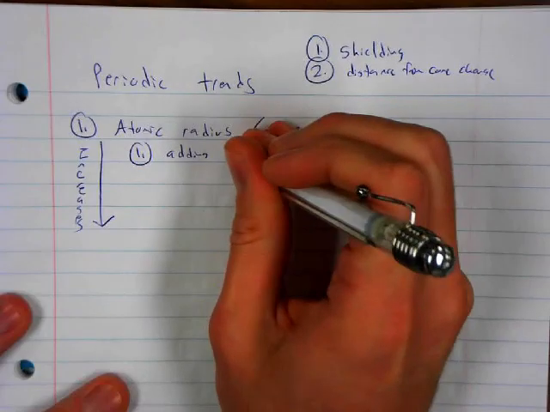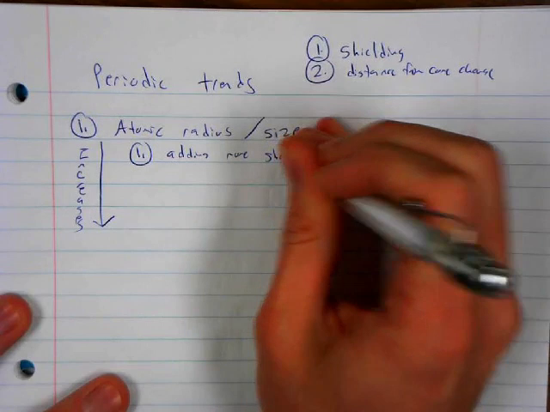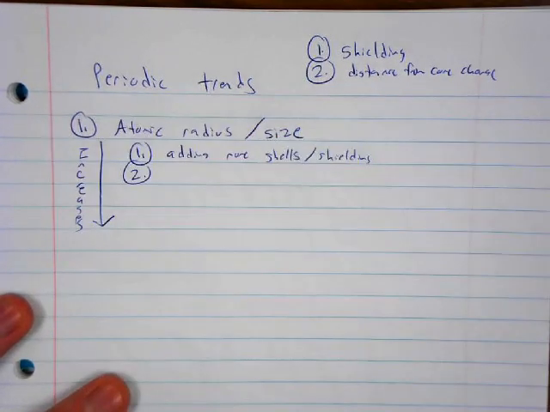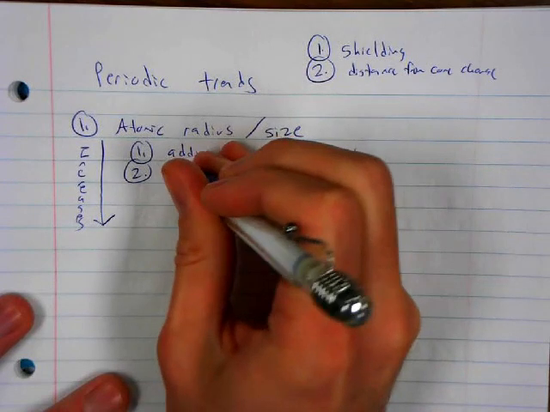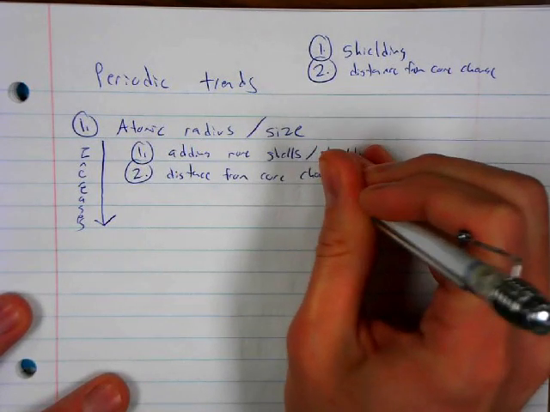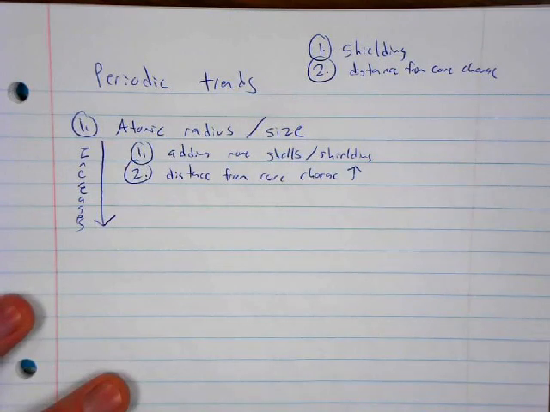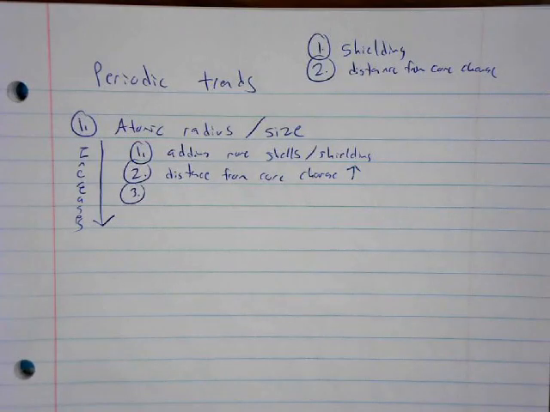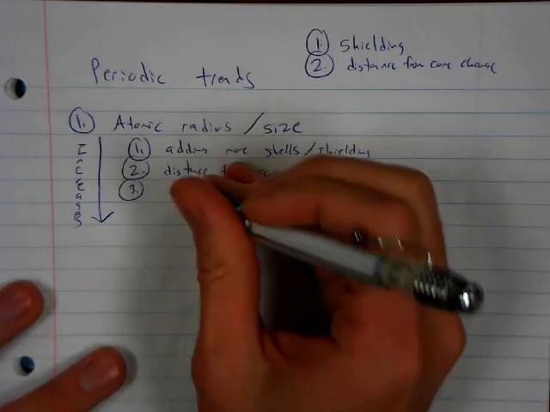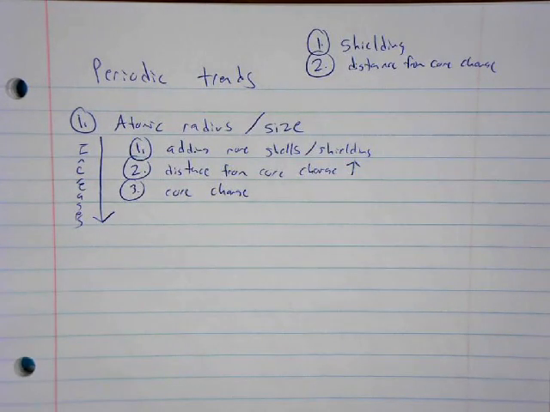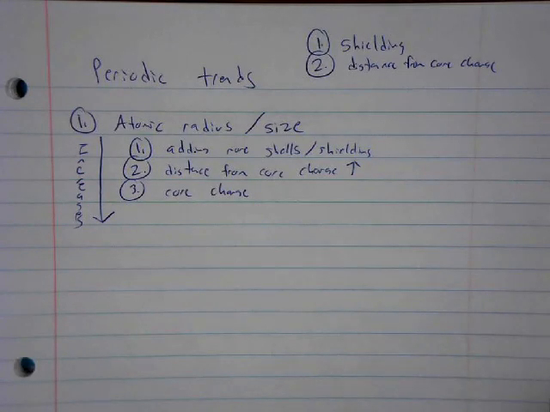As I move down a group, atomic radius size increases. Why? Number 1, what am I adding as I move down? I'm adding more shells, or shielding. Number 2, my distance from the core charge does what? Increases. Is the core charge changing? The core charge is constant.